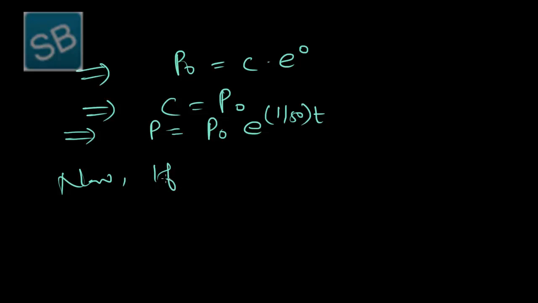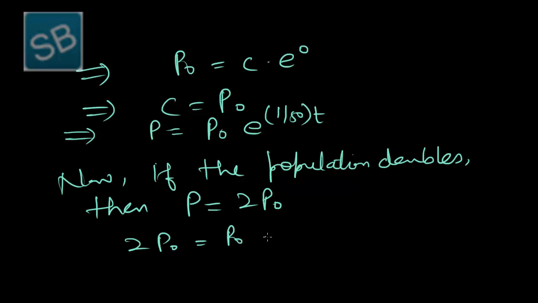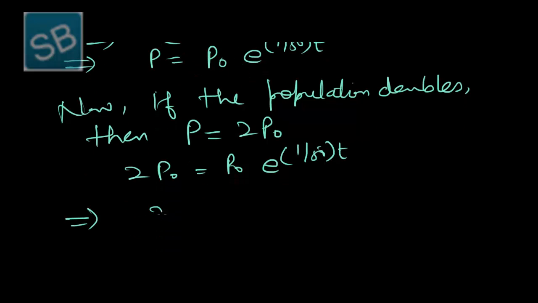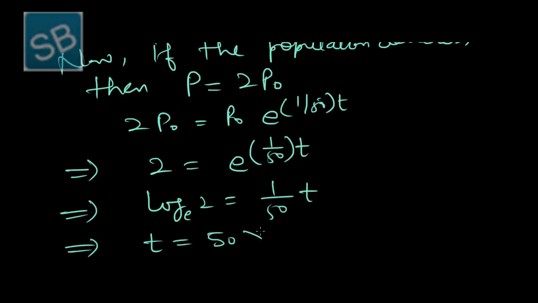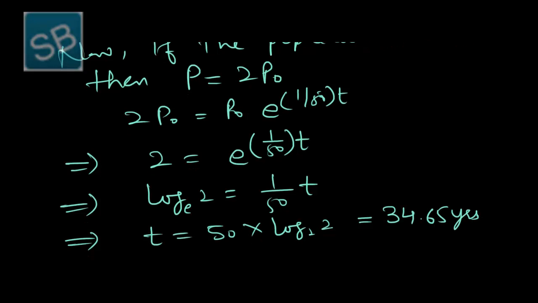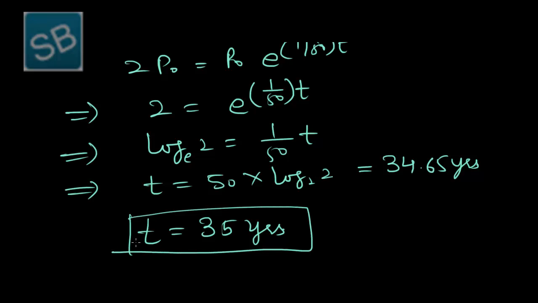Now, if the population doubles, then P is equal to 2 P naught. That is, we get 2 P naught is equal to P naught e raised to power 1 by 50 T. That is, P naught cancels out and we get 2 is equal to e raised to power 1 by 50 T. That is, we get log 2 is equal to 1 by 50 T. That is, T is equal to 50 into log 2. So by substituting the value of log 2, we get 34.65 years. That is, when the population becomes doubled, time will be 35 years or thereabouts. So after 35 years, population becomes double.